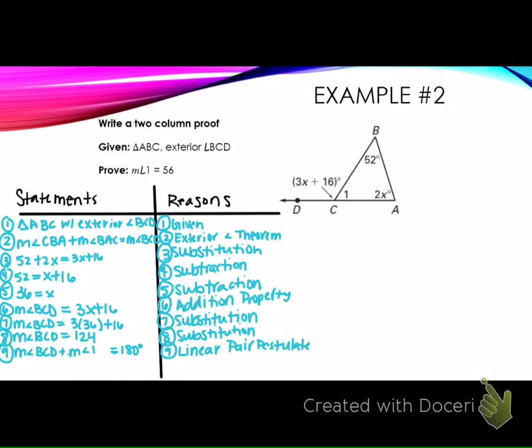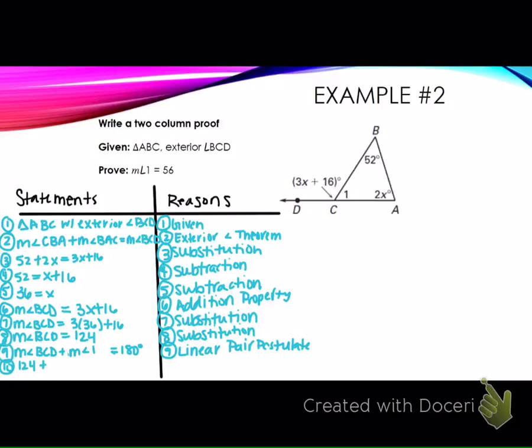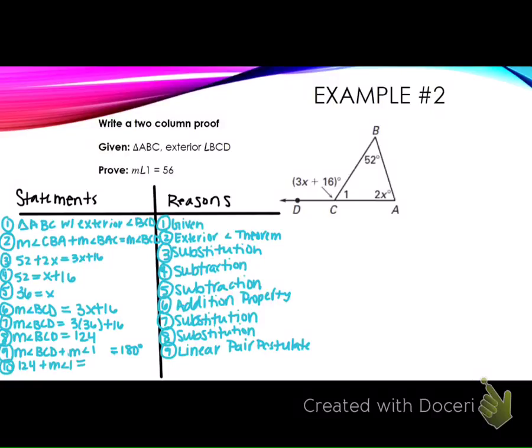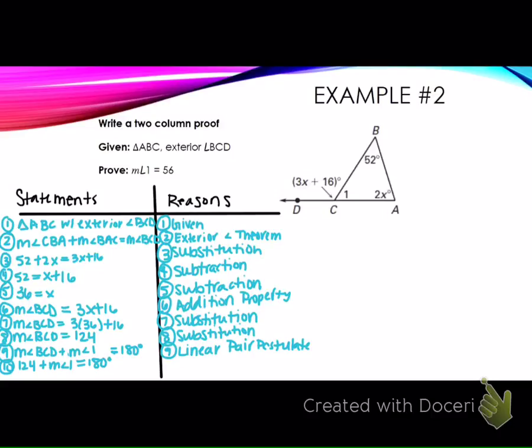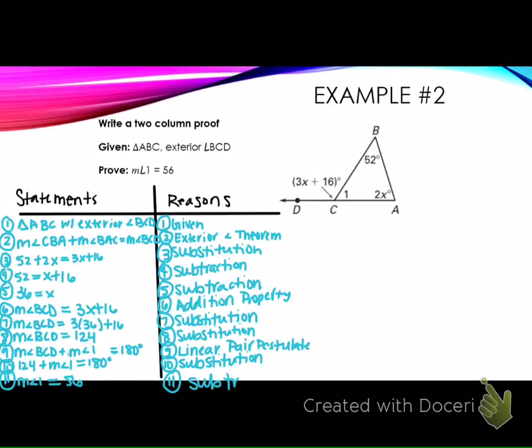And we know BCD is the same thing as what? What is BCD the same thing as? 124. That's substitution. So we subtract that on both sides. And that's 56 degrees by subtraction.